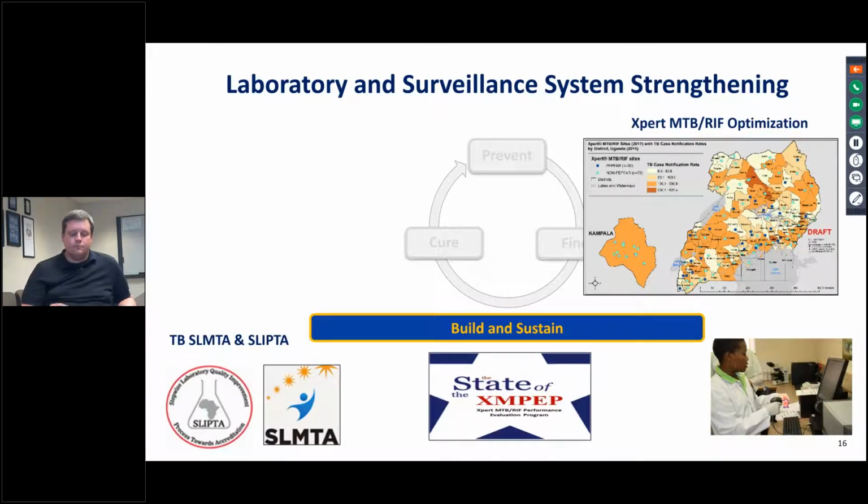CDC has also developed a robust laboratory quality improvement and accreditation mentoring program, SLMTA, strengthening laboratory management towards accreditation, and SLIPTA, strengthening our stepwise laboratory quality improvement process toward accreditation, that are both building strong laboratory networks across Africa and Asia.